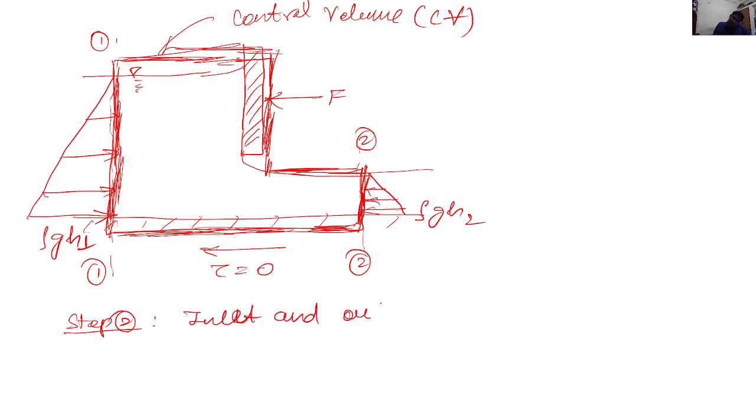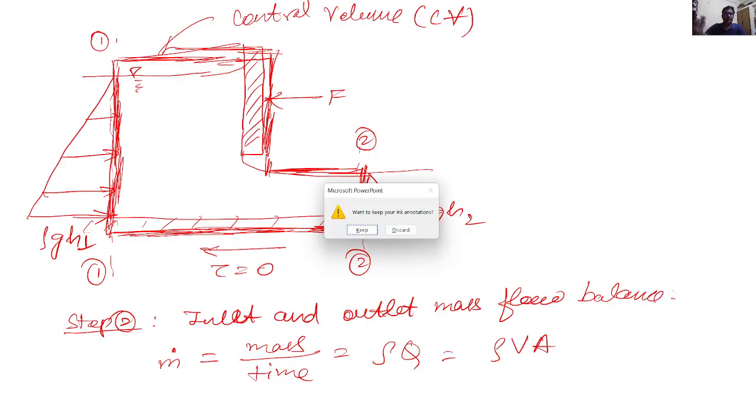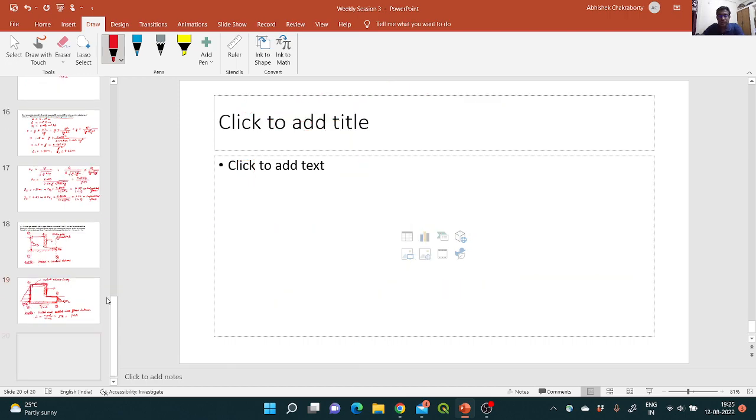Inlet and outlet mass flow balance. m dot, mass per unit time, can be written as rho Q, as we discussed in the previous class, which is rho V times A, because Q is V times A. We will take another slide to finish this question. So m dot is equal to rho V A, which we discussed in the previous slide.